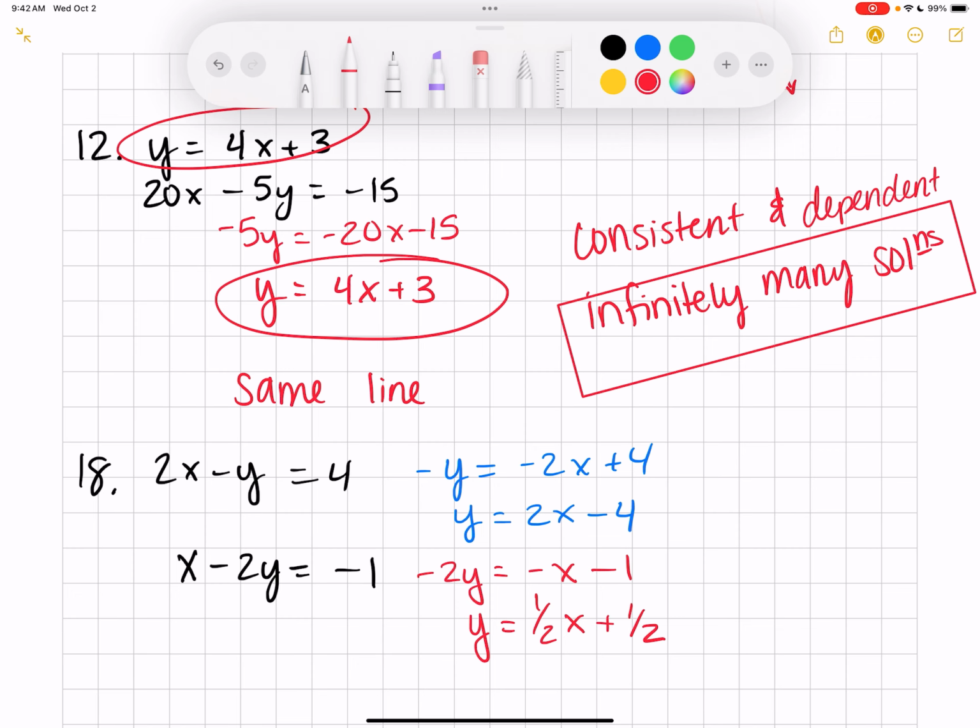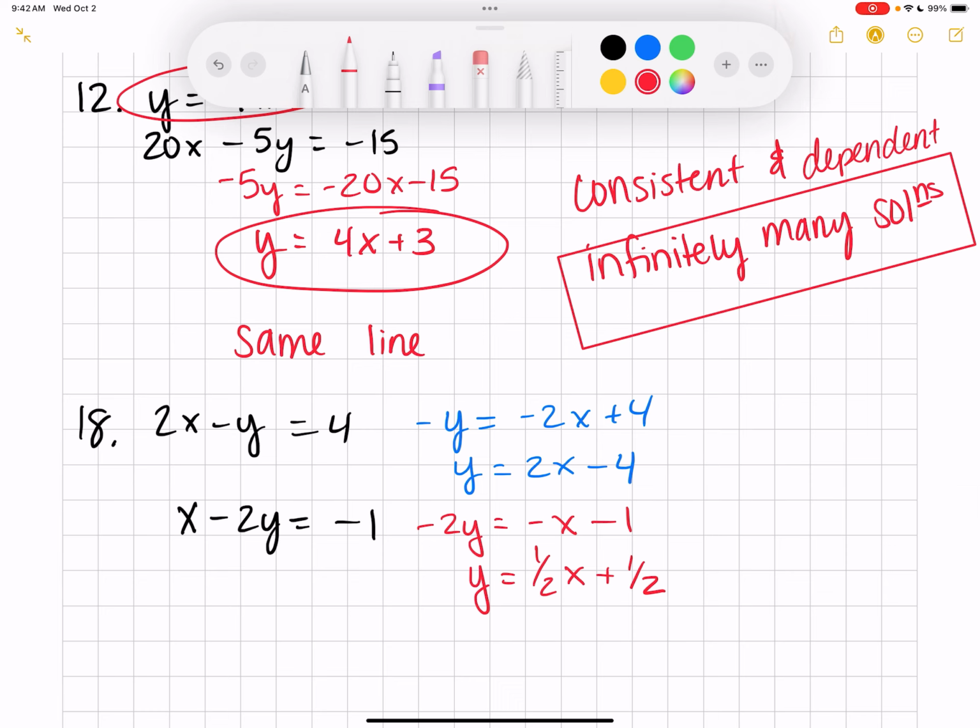So, based on that, what are these two lines? Perpendicular? No, that should be the opposite reciprocal. I don't care if they're perpendicular or not. What am I asking you to find? The consistent or dependent or the independent? Which one is this one? Consistent and independent. Yes, consistent and independent.